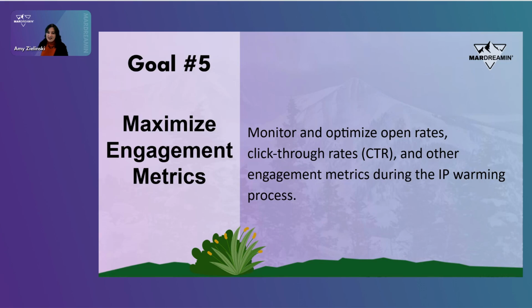Number 5 is to maximize engagement metrics. So we are going to monitor and attempt to optimize our open rates and our click-through rates. It is extremely important to get our emails opened and clicked so that the ESPs will recognize us as being a sender that our audience wants to hear from, that we have valid content that is not something that should be marked as spam.